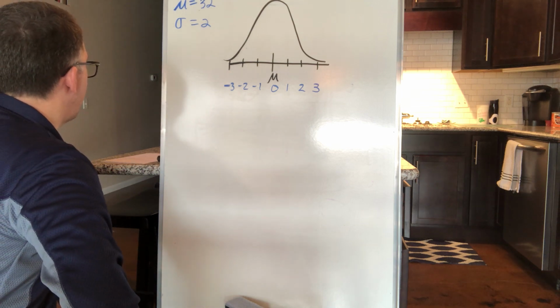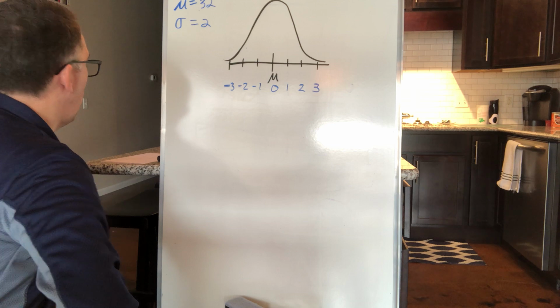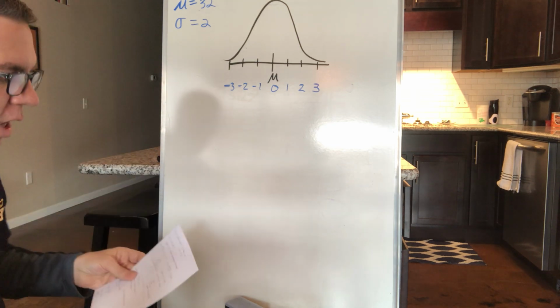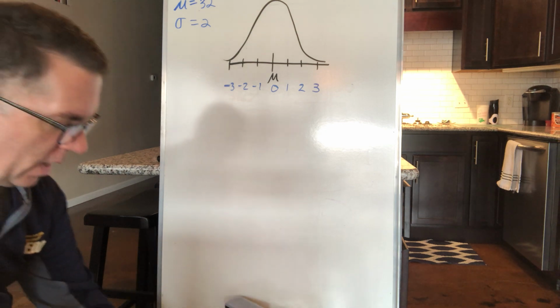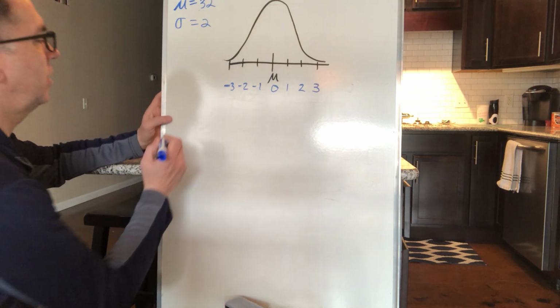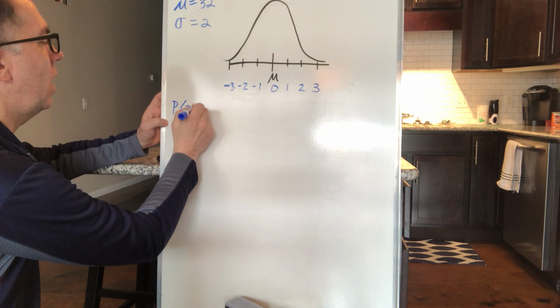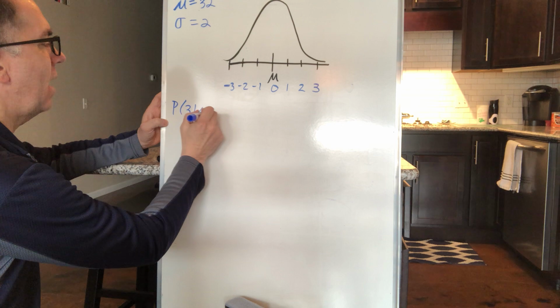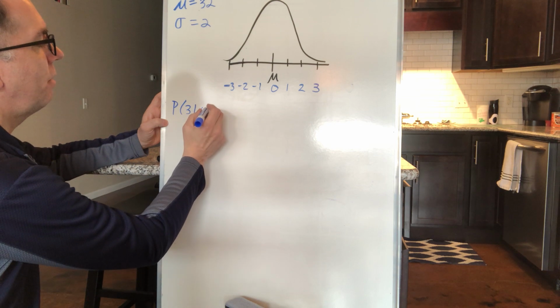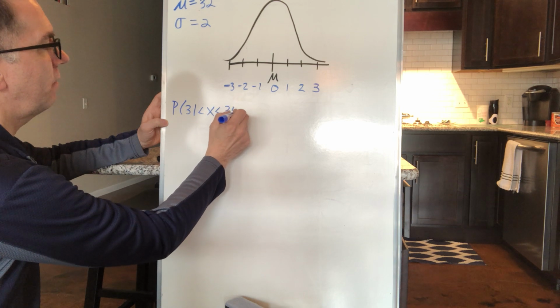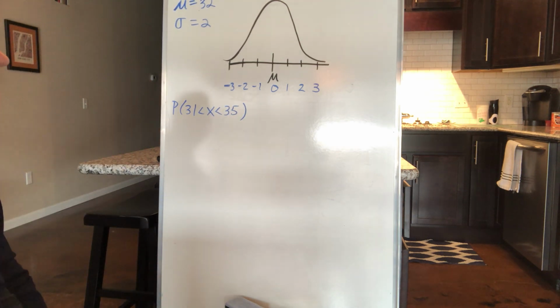Here's my question. What probability, or what percent, of Jeeps average a miles per gallon between 31 and 35? So we want to know the probability we're between 31 and 35. I'm going to write probability 31 is less than x is less than 35. I'd like to know what percent of those, or probability, lie between 31 and 35.